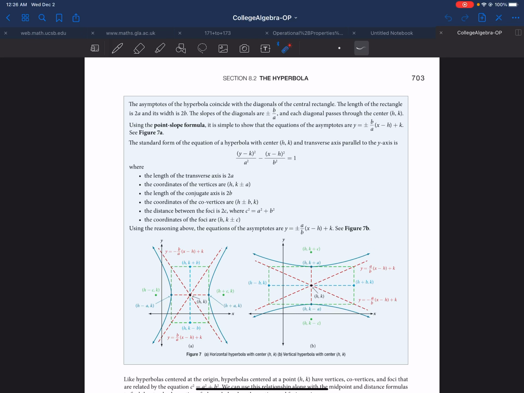Hey class, here is an explanation and an intro to hyperbolas.